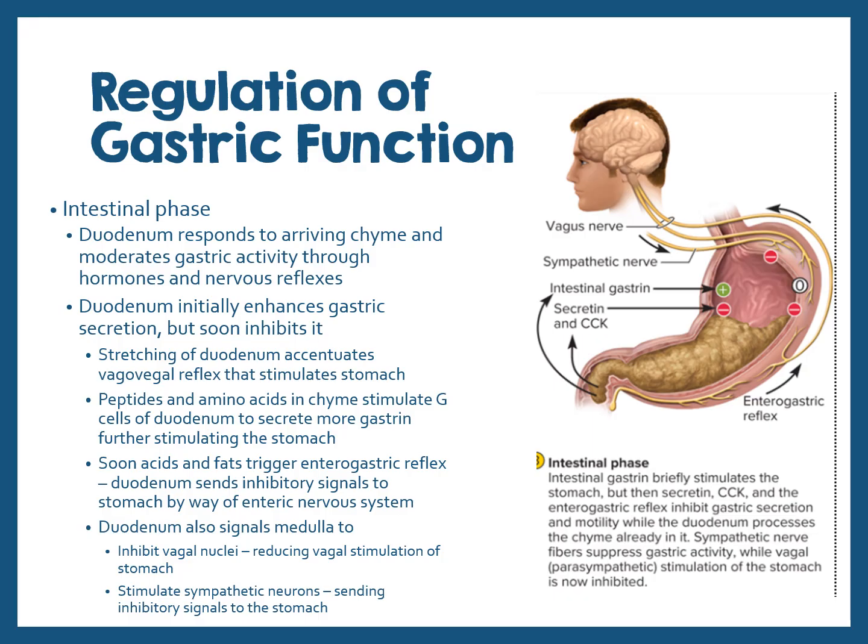The sympathetic nerve fibers will suppress the gastric activity while the vagal or the parasympathetic stimulation of the stomach is now inhibited. And the duodenum will also send signals, specifically to the medulla, to inhibit vagal nuclei. So that reduces the vagal stimulation of the stomach, and it will stimulate the sympathetic neurons that send inhibitory signals to the stomach.